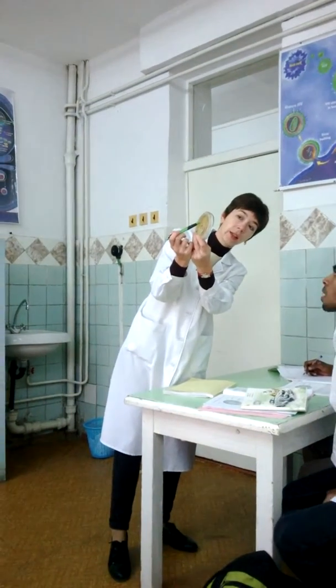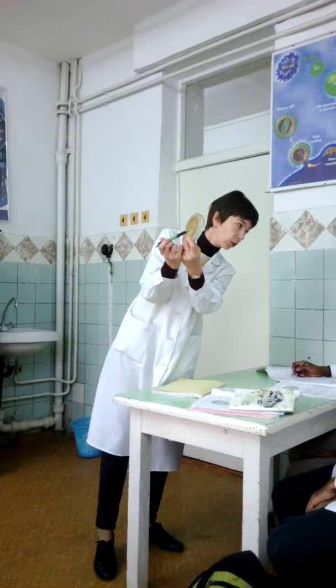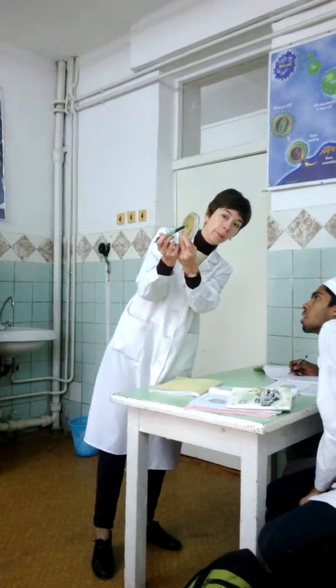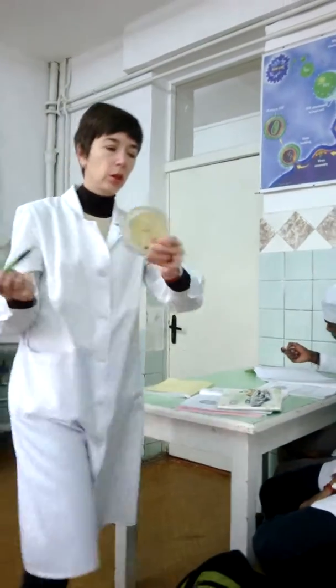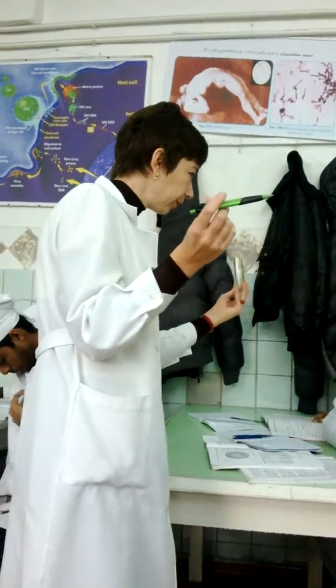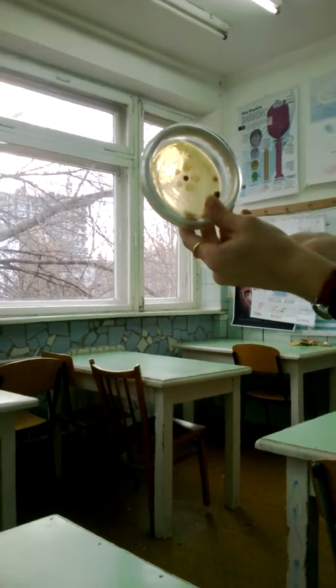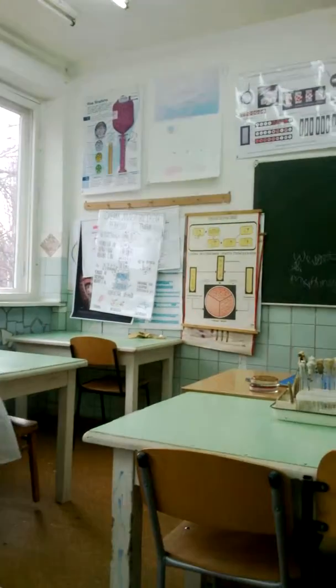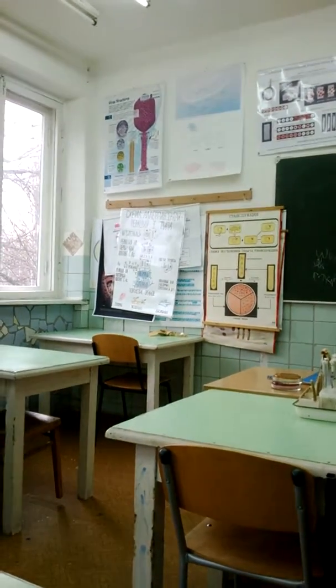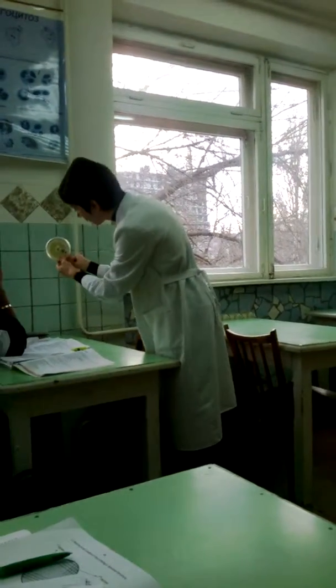Then what does it mean? These strains are toxigenic, they produce toxins, and these strains are also toxigenic. This is non-toxigenic. This toxigenic, this non-toxigenic. Is it clear? This toxigenic, this non-toxigenic. There, can you see the lines?